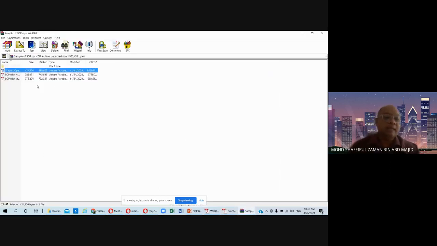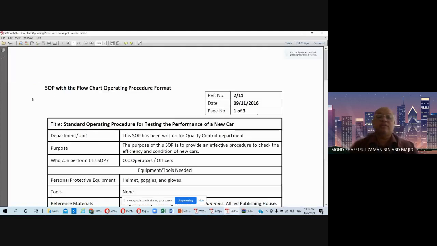Next, let's have a look at the flowchart standard operating procedure. This is the content, this is actually the SOP. This one is supposed to be at the center of the page, not like this. The reference number is 2/11. If it is given to you, you have to keep it in the SOP or in the template. If it is not given to you, then you can just create it. The date, this is how you're supposed to write it, and then page number 1 of 3.